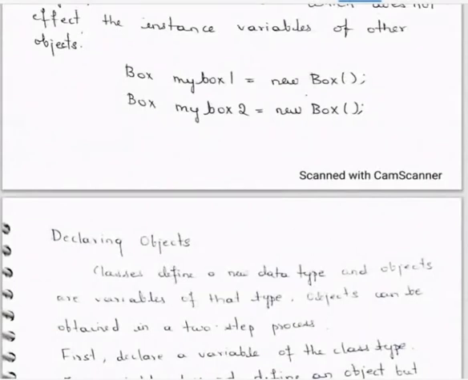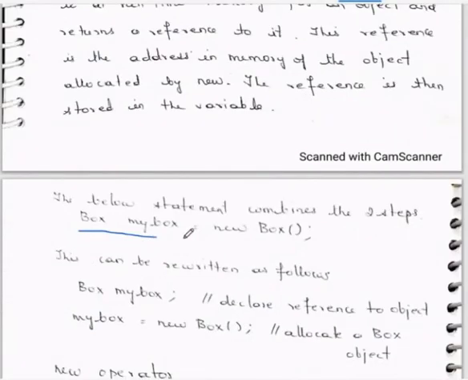And another one is myBox2 using new operator. So both are two objects which are created of type box. In one statement I'm creating an object of type myBox. Instead I can do it using two steps. One, here I declare an object myBox which is of type box.